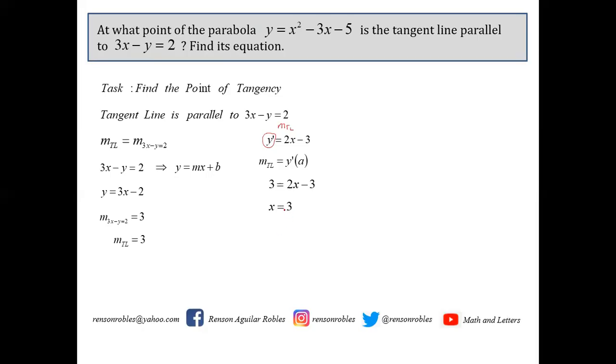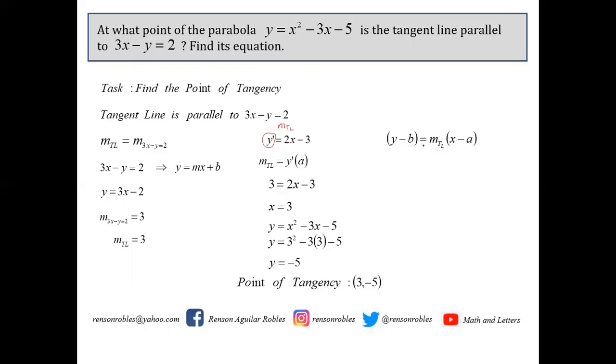Okay, and then to look for the point of tangency, we just look for its corresponding value of y. So we just replace x by 3 here. So we shall have y equals 3 squared minus 3 times 3 minus 5, and therefore y is equal to negative 5. And the point of tangency is given by (3, negative 5). So we can now draw its equation by using the point-slope form.